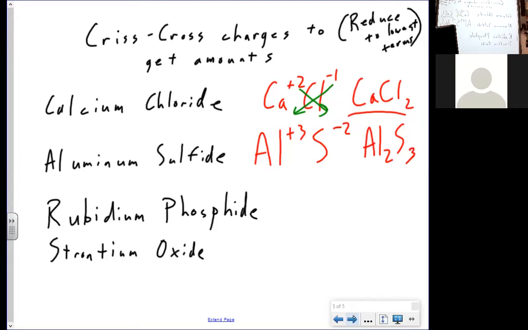Rubidium? Rb. Charge? +1. Phosphide? Isn't it P? It is. And it's -3. Crisscross will make you jump. So the Rb3P. Rubidium phosphide.